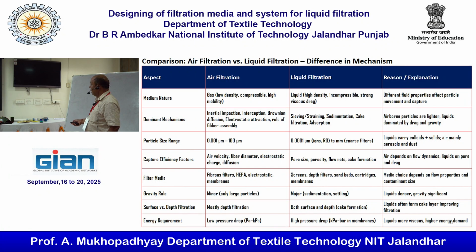Above 100 micron particles will be rare in the case of air filtration, whereas in liquid filtration it can start from 0.0001 micron. In the case of RO, it can go up to a millimeter, very large in size. So there also liquid filtration is applicable. The application range is quite different in air filtration and liquid filtration.